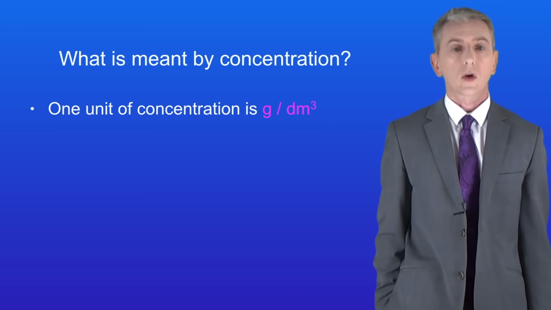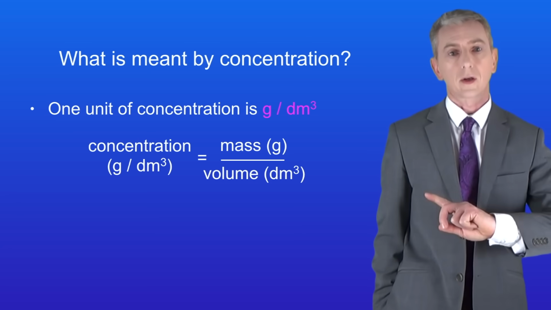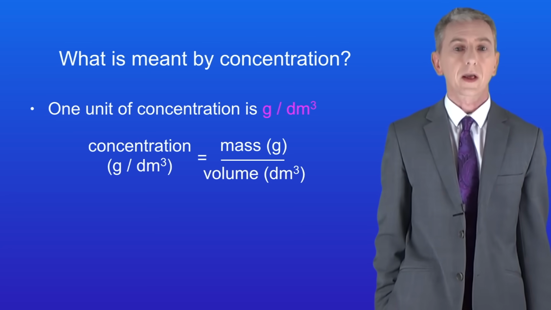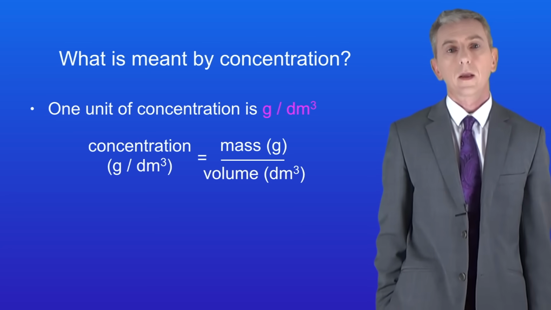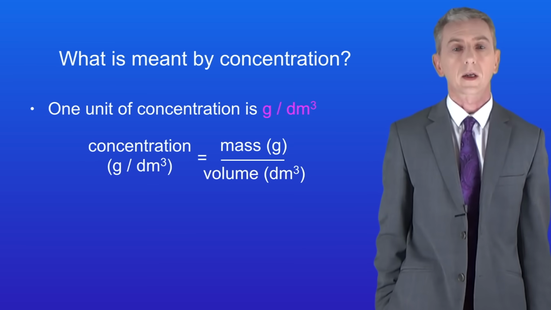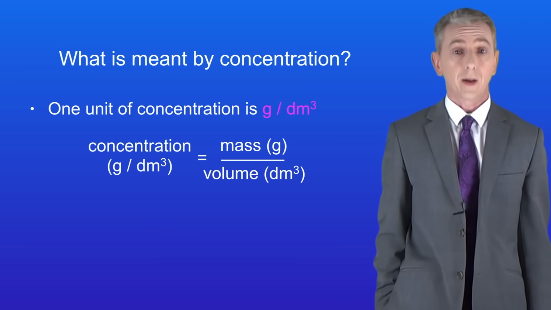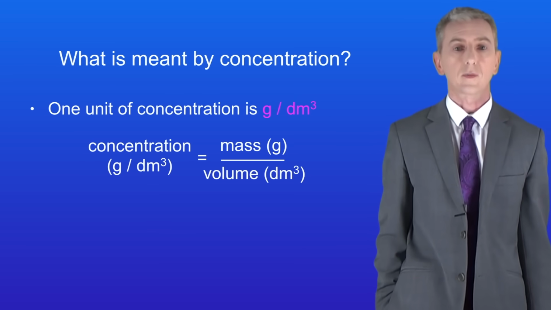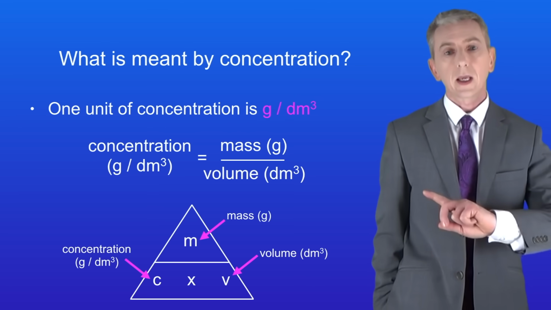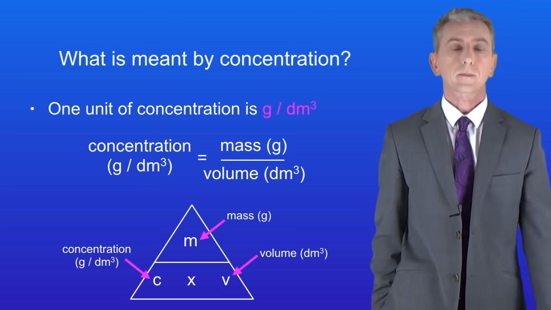Now, we calculate the concentration using this equation. This equation is not in the spec, but I do think it's worth learning. The concentration in grams per decimeter cubed is the mass in grams divided by the volume in decimeters cubed. And here's a triangle to help you learn this.